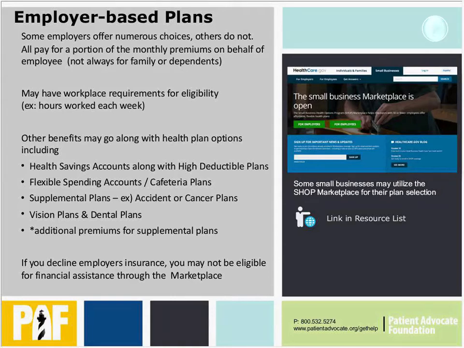And other benefits go along with an employer-sponsored health plan, including HSA accounts, flexible spending accounts, other types of supplemental plans, vision and dental plans, etc. If you decline the employer's insurance because you would like to enroll in a marketplace plan, you certainly can do that as long as the employer insurance is deemed to be unaffordable, but you're generally not going to be eligible for financial assistance through the marketplace if you do have an employer-based plan that's considered affordable and available to you.